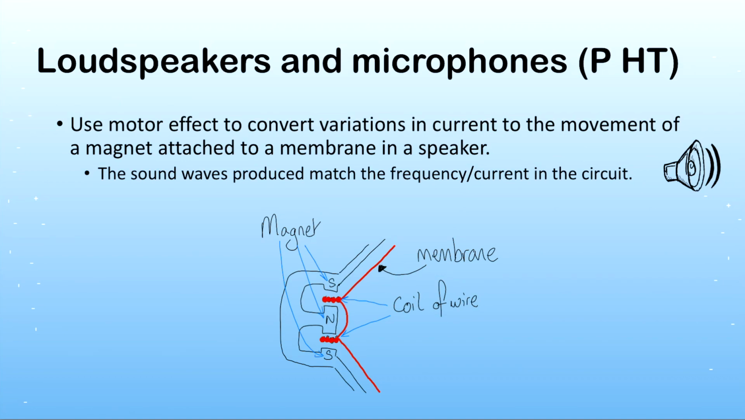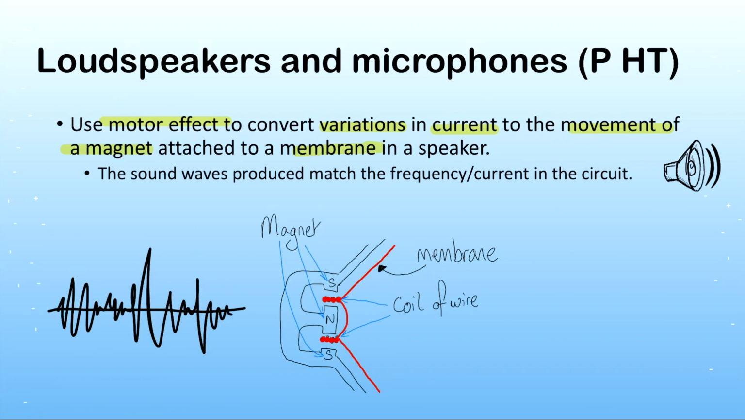But for a loudspeaker and a microphone, it's just a perfect example of how a motor effect and a generator effect will work. So in a loudspeaker, the motor effect will convert variations in the current which are being delivered to the movement of a magnet which is attached to the membrane in the speaker. So the current is arriving, and you might have seen this kind of picture where you've got a zero axis, and then sound waves look like this. You see them on SoundCloud and that sort of thing. That's the variation in current that's being delivered through the electricity to the speaker.